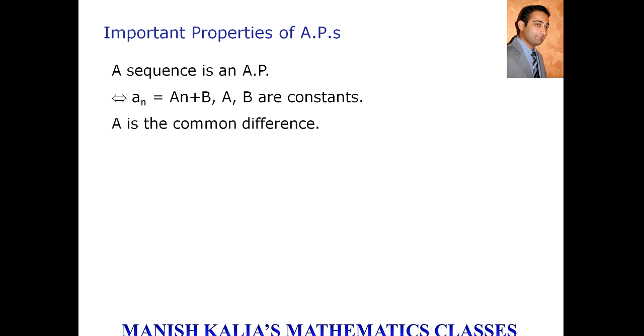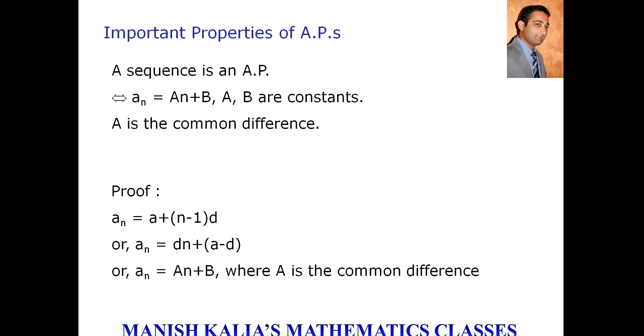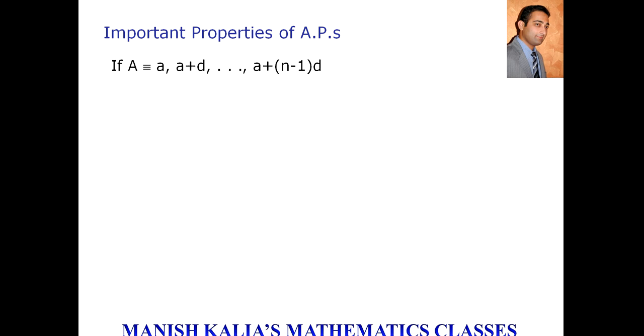Now here is a very good shortcut. In a sequence whose general term is an equal to capital A n plus B, where A and B are constants and the coefficient of n is A, the sequence is an AP and its common difference will be A. We can easily prove that using the generalization theorem.